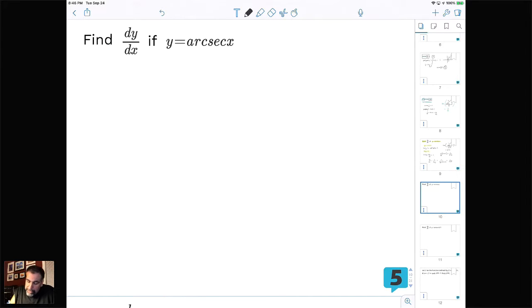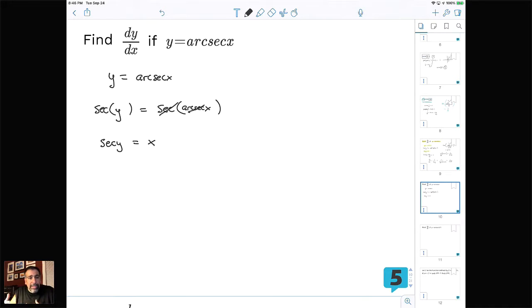We're going to start by saying if we start with y equals the arcsecant of x, let's take the secant of both sides. When we do that, we're going to get the secant of y is equal to the secant of the arcsecant of x. Well, secant and arcsecant are going to cancel out, and now we're just left with the secant of y is equal to x.